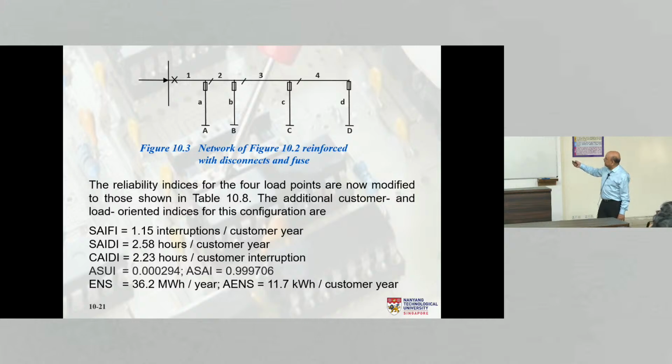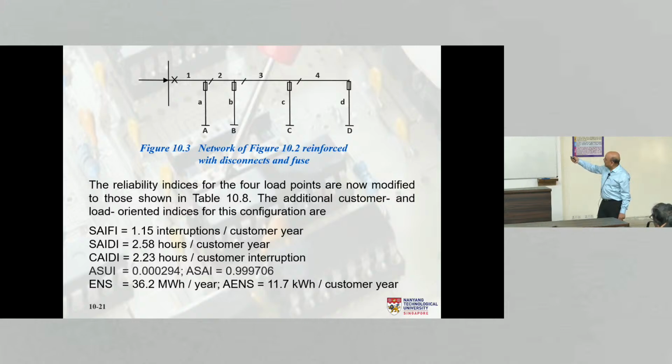So what will happen in this system now? If there is a fault in section 1, the breaker will operate. The load point A is out, right? Load point B is out, load point C is out, load point D is out. So the main section is still the same. But what happens if there is a fault in section 2?